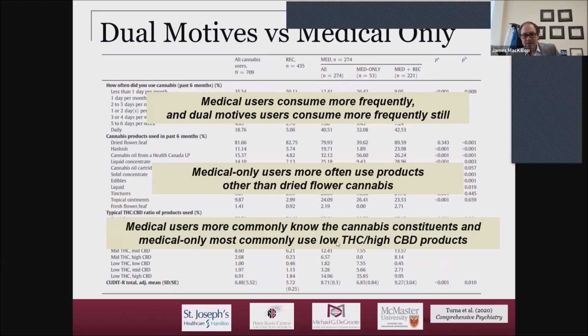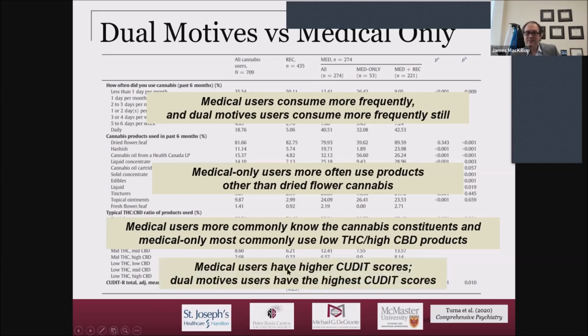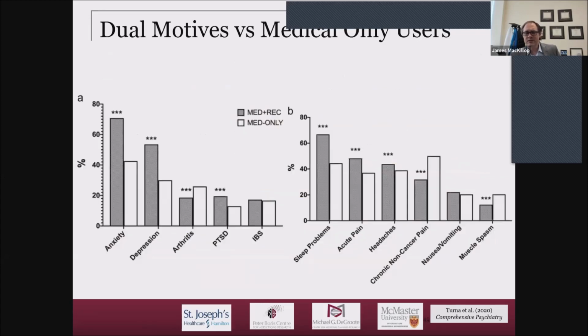And then the last piece here are the Acute scores, which is important because this can indicate potential problems. It's imperfect because some of the items capture frequency, but it can give you a sense for potential problems. And here we see that the medical cannabis users have the higher Acute scores, and the dual motives users have the highest Acute scores. We can't be sure that that means they also have cannabis use disorder. This is just a screening test, but it certainly suggests that there could well be more problematic use in those subpopulations.